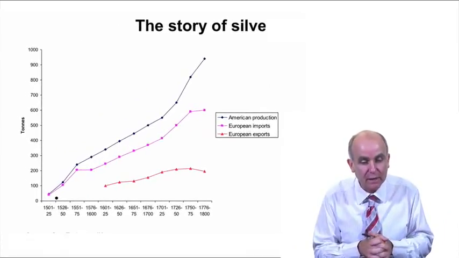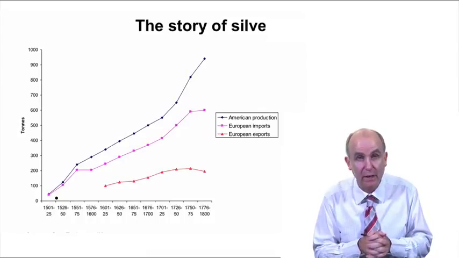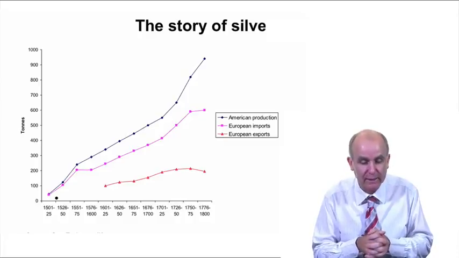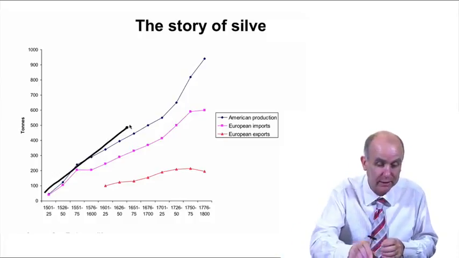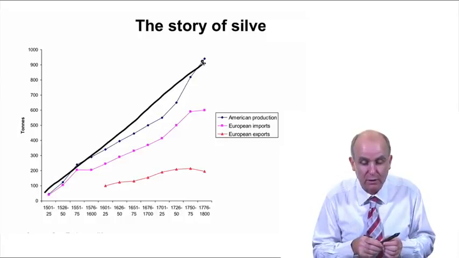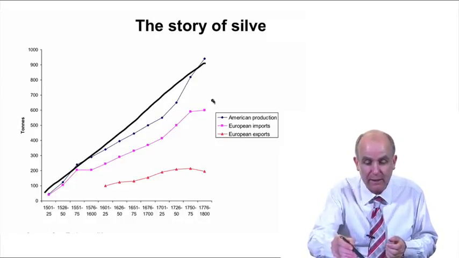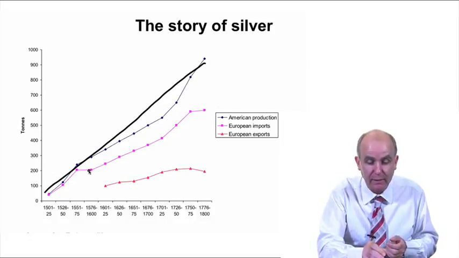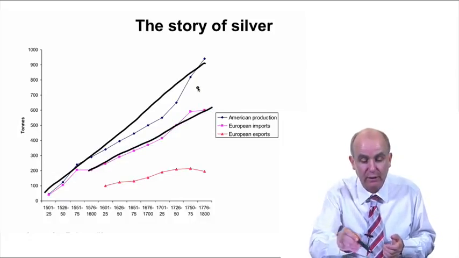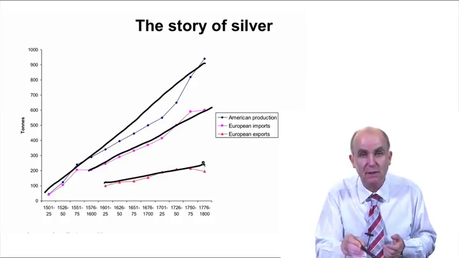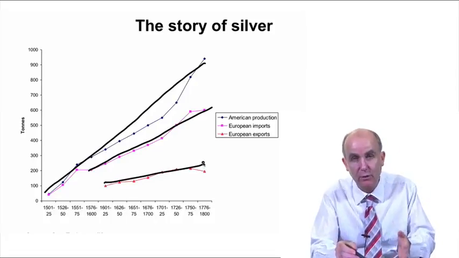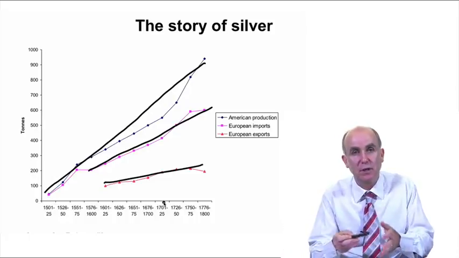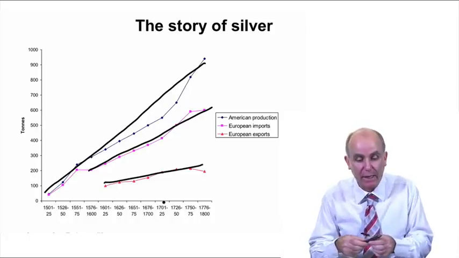This graph shows the amount of silver that was taken from the Americas at different periods of time from the early 16th century through to the late 18th century. You can see that the amount that was taken increases steadily across time. Now, that total amount is split into two parts, European imports and European exports. European imports is the amount of that silver that came to Europe. European exports is the amount of silver that Europe then used to pay for goods and services they were buying in their trade with other parts of the world.